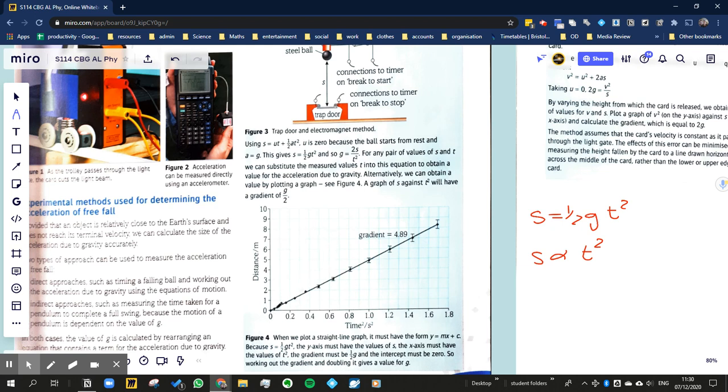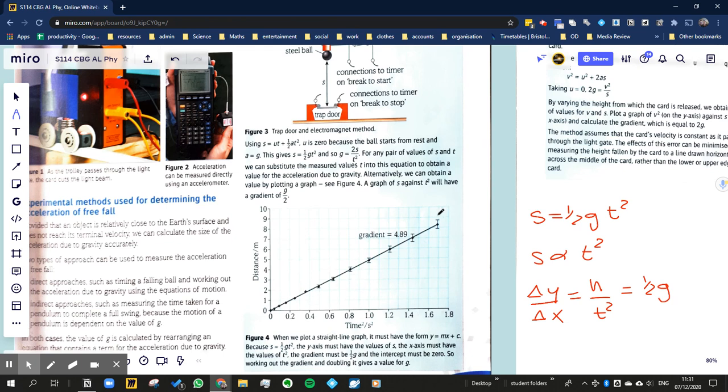And then we can measure the gradient. So what would the gradient be? Well, the gradient would be half g, wouldn't it? Okay, so remember the gradient is equal to the change in y, which is distance in this case, over the change in x, which is time, or time squared, I should say. So that's going to be the height, and we could say divided by t squared. And as you can see, that's going to be equal to half g. So in other words, double the gradient will be equal to the value for g.